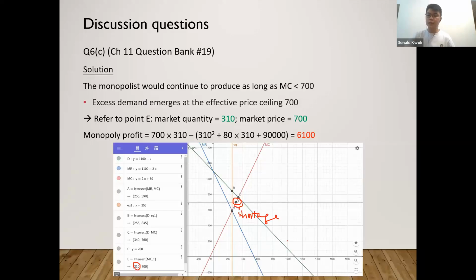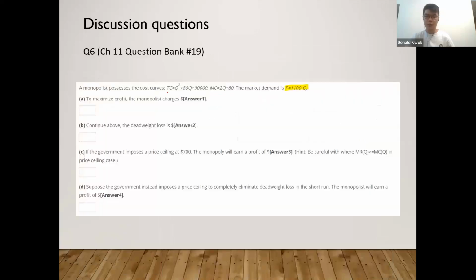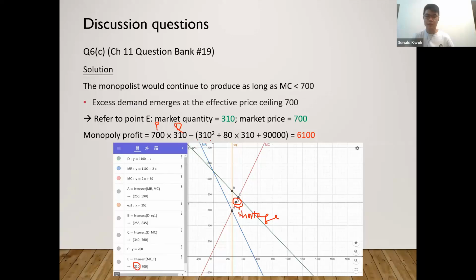And finally, to calculate the profit, total revenue minus total cost, right? So total revenue, market price of 700 multiplied by the quantity of 310. And for the total cost part, nothing special. We just plug in the market quantity of 310 back into the total cost function directly given in the question. Then we'll have the expression underlined here. Then after calculation, we will have the monopoly profit 6,100 under this price ceiling.